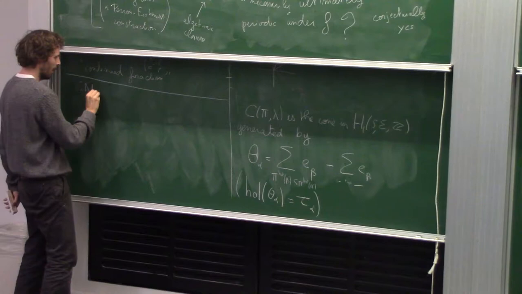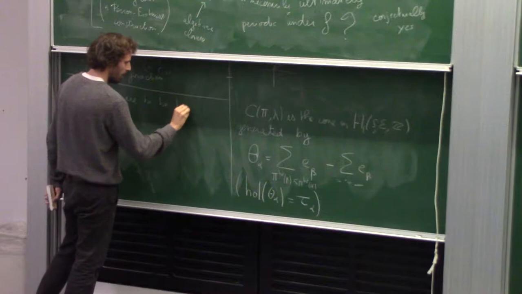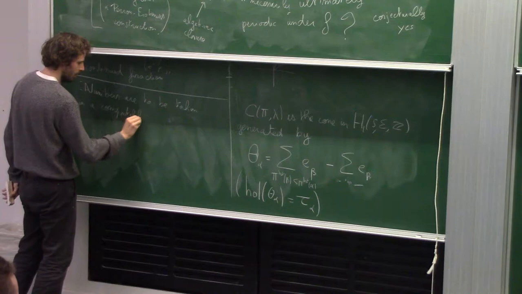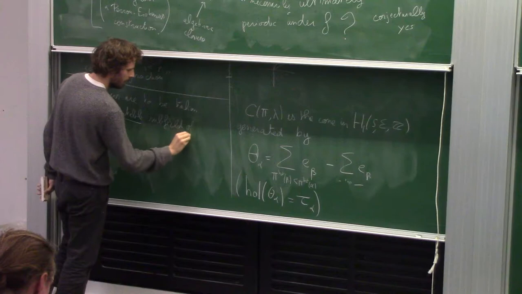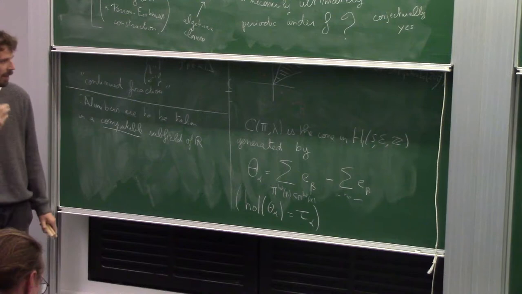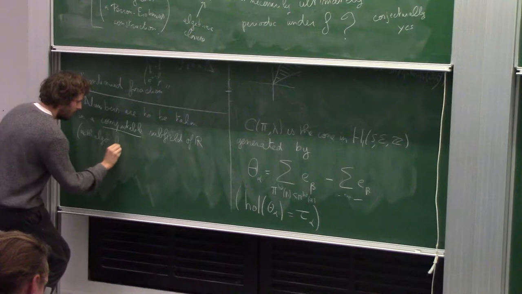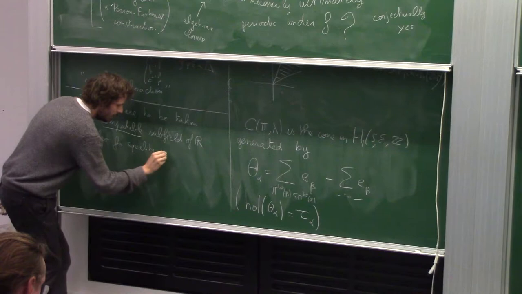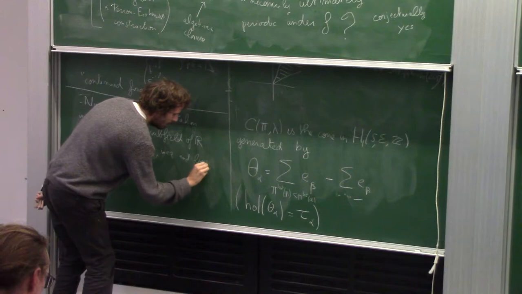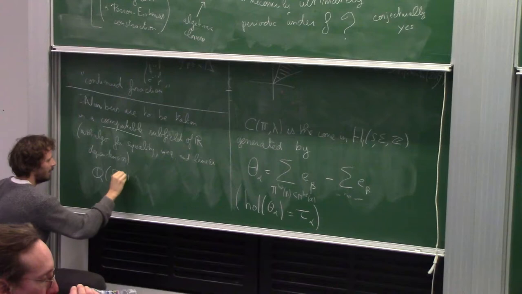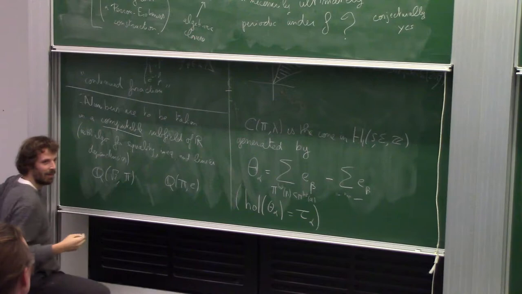Numbers are to be taken, so they need not be in a fixed number field. Numbers are to be taken in what I will call a computable subfield of R, which means it is a subfield where you do have an algorithm for inequality and equality, and linear dependencies also. So like Q adjoin square root of 2 and pi or something, is that the kind of thing? Yes, this is the kind of thing you can deal with. So Q adjoin square root of 2 and pi is fine, but be careful, Q adjoin pi and e is not fine. We do not know whether there is an algorithm. Not yet. If you believe it, you can use it.